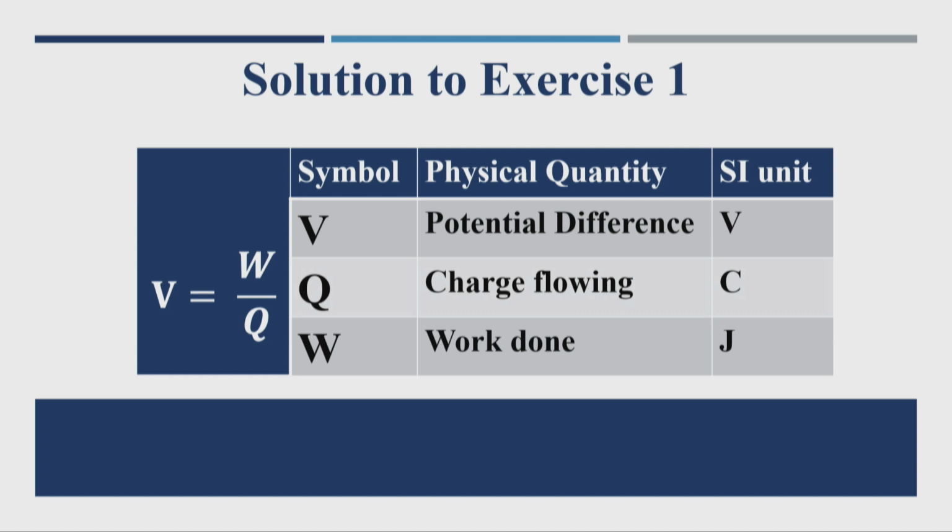You got it right. V is the potential difference in volt. Q is the charge flowing in coulomb. W is the work done in joule.